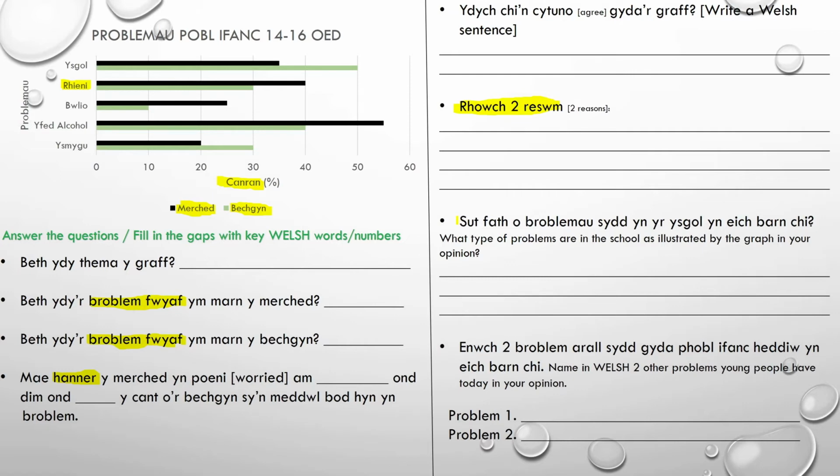Name in Welsh 2 other problems young people have today in your opinion. And you simply write the keywords in Welsh, problem 1, what it is. Problem 2, what your other thoughts are. Which other problems are there?